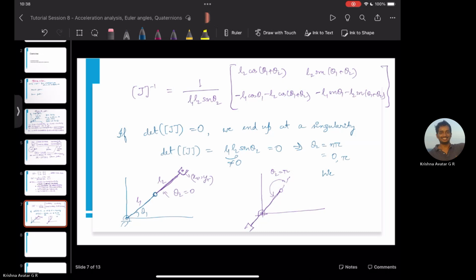So we would want theta 2 to remain far away from such configurations, so as to be able to actuate the system, actuate the robot, otherwise it will not be possible.